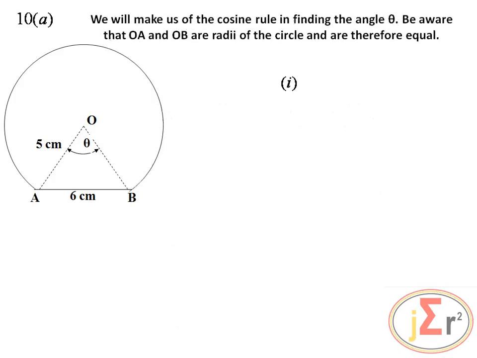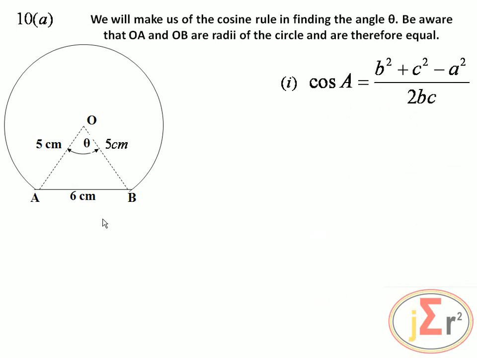We will make use of the cosine rule in finding the angle theta. Be aware that OA and OB are radii of the circle and are therefore equal. There we have 5 centimeters, 5 centimeters. These are equal, and we will make use of the cosine rule, the second version of the cosine rule that makes use of 3 sides of a triangle in order to find a particular angle.